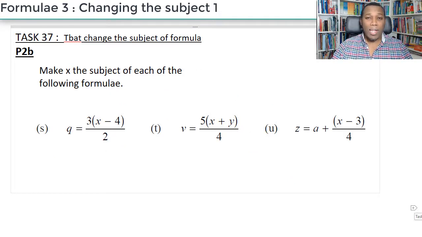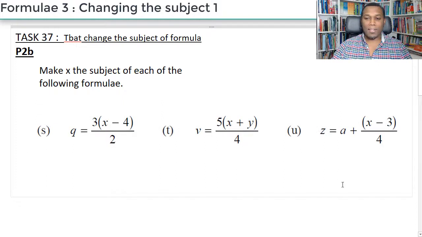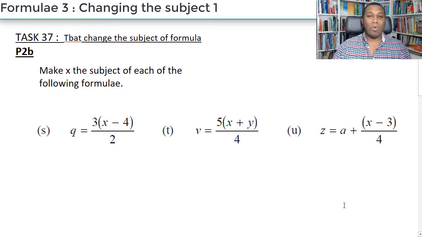Here are 3 questions for you to do. Make x the subject of the formula. So x is the boss. I can make that a bit bigger. Yes, I can. X is the boss. I want x equals. Off you go. Pause and have a go. If you're pressed for time, I just want you to do U. Just try U, okay? Great. Have a go.